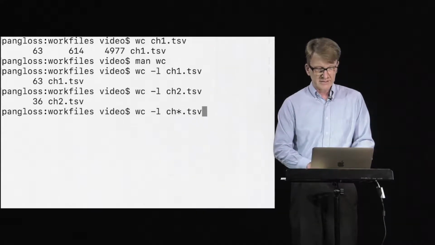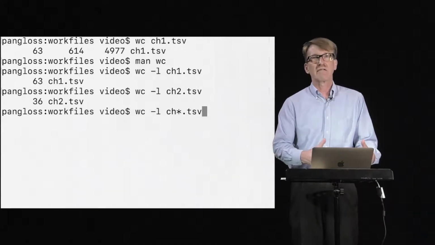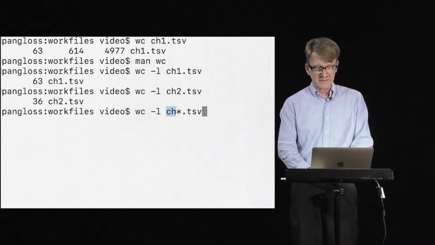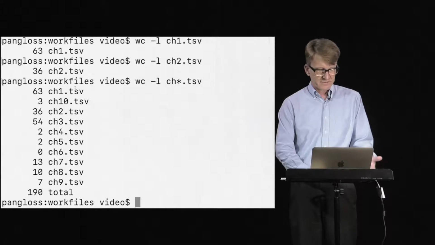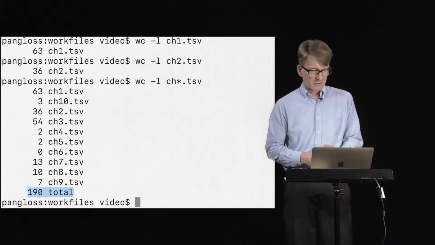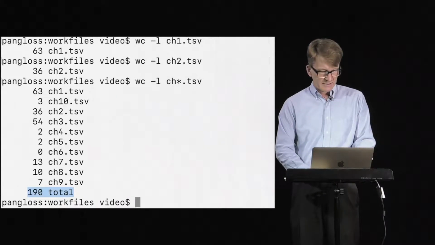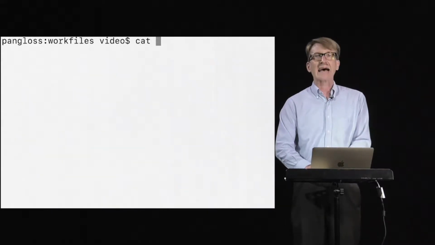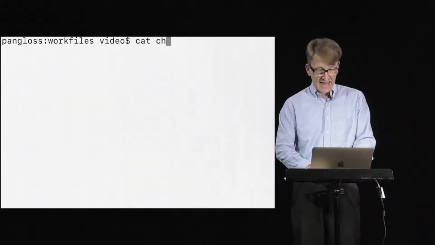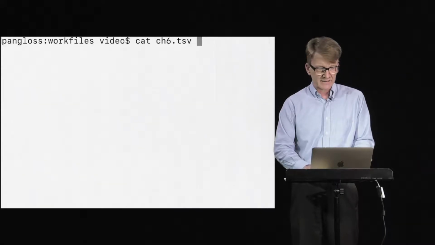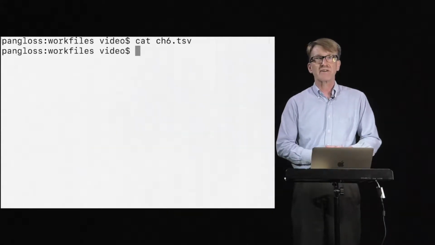So this command says, give me the word count listing of lines for every file that starts with ch and ends with tsv. And it will do that for each file, and handily, in this case, also gives me a total. So 190 items across those different files. Seems a little strange that there's 0 items in Unit 6, so I'm going to use a different command. Cat is short for concatenate, and it simply dumps out the contents of a file, and sure enough, there are no contents in that file.